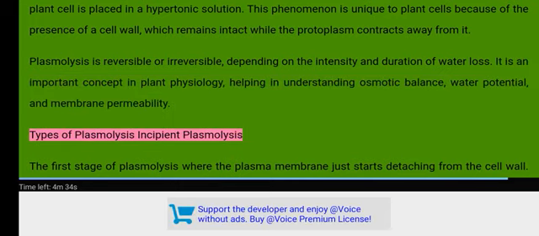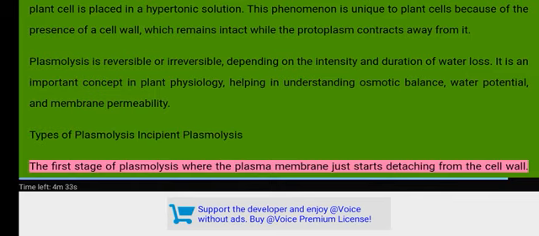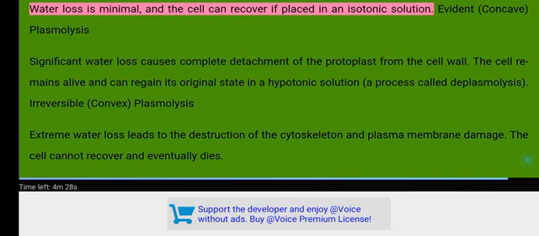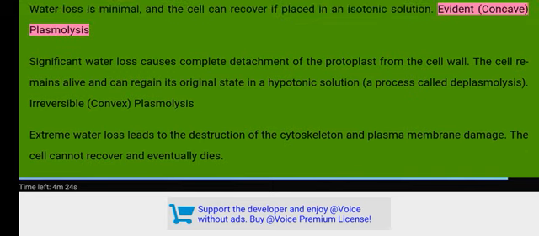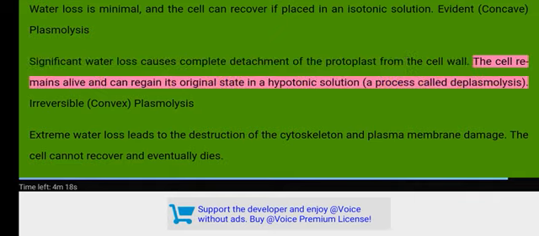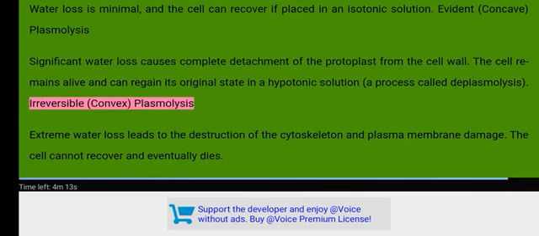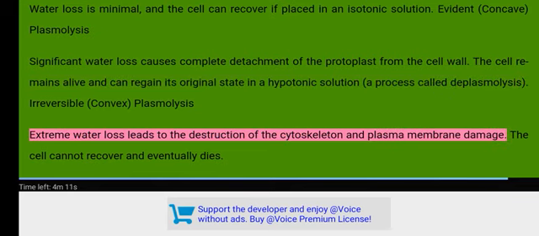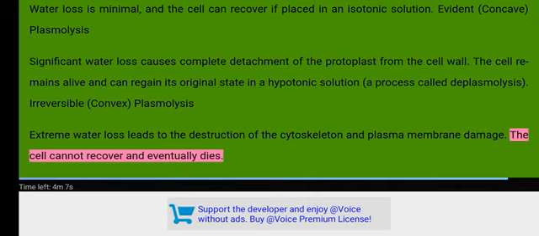Types of plasmolysis. Incipient plasmolysis: the first stage of plasmolysis where the plasma membrane just starts detaching from the cell wall. Water loss is minimal, and the cell can recover if placed in an isotonic solution. Evident concave plasmolysis: significant water loss causes complete detachment of the protoplast from the cell wall. The cell remains alive and can regain its original state in a hypotonic solution, a process called deplasmolysis. Irreversible convex plasmolysis: extreme water loss leads to the destruction of the cytoskeleton and plasma membrane damage. The cell cannot recover and eventually dies.